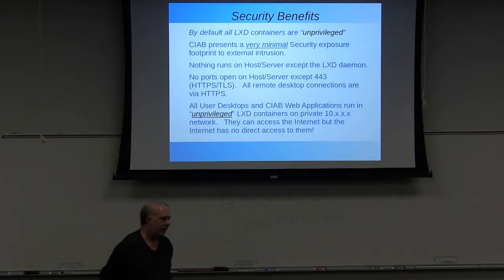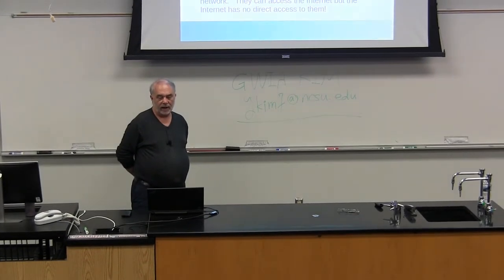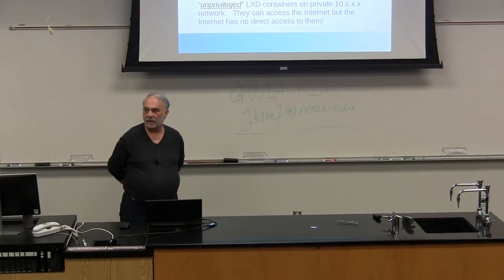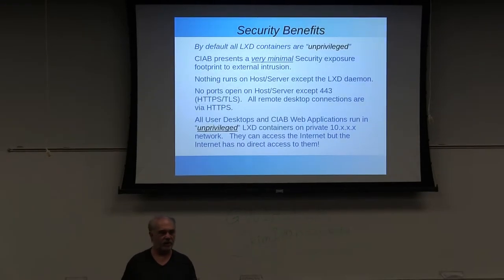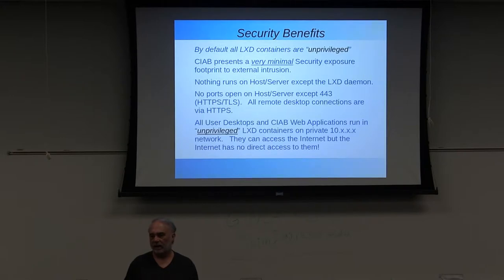Some of the security benefits of CIAB, the way I build it anyway: all of the LXD containers are unprivileged containers. For those that work in the container world, there are privileged containers and there are unprivileged. In privileged containers, the UID and GID for root in the container is the same as the UID and GID for root in the host. In an unprivileged container, they're not. So in my system, if you log in to a container with root access, even if you were able to escape the container, you would not be root in the host, because the UIDs and GIDs are different. They're shifted.